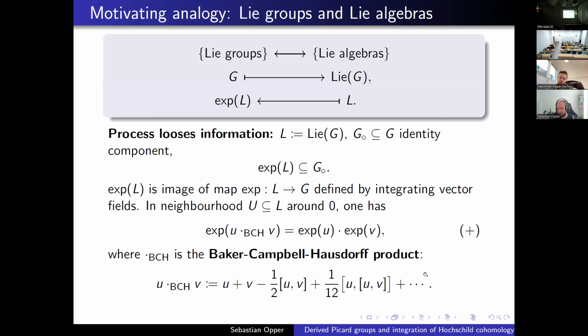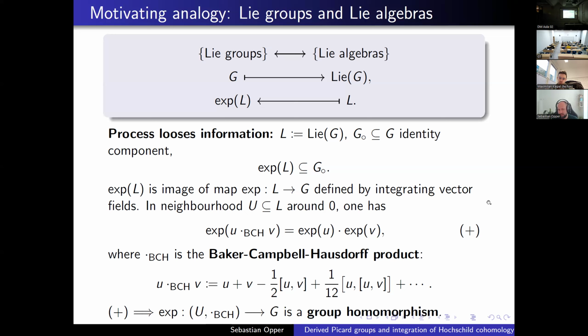Obviously, for this infinite sum to make sense, you need some convergence. This is one of the reasons why you need to restrict to a small neighborhood around zero. But let's assume this just makes sense. Then what this formula plus says essentially is that the exponential, when restricted to this small enough neighborhood and equipped with the Baker-Campbell-Hausdorff product, defines a group homomorphism. This is exactly what this plus means. And implicitly it also says that this Baker-Campbell-Hausdorff product actually defines a group law, and it does.